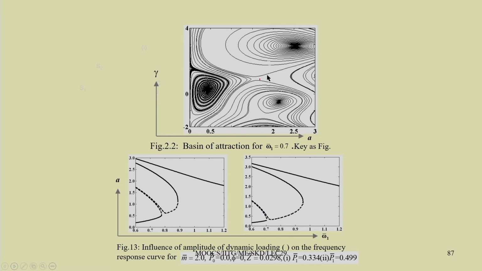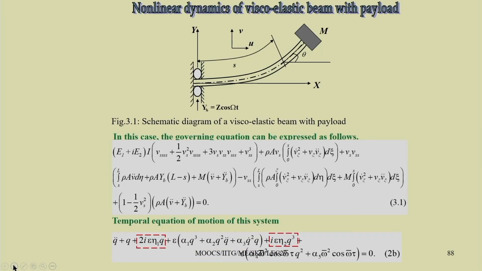You can get 3 stable branches, and in the previous case this and the above point were at the same place, that is for a equal to 2, but in this case these are different points, so you can have 3 values. As we have 3 stable points, along with that we have unstable points also, 2 unstable points. 2 saddle points can be found near here, 1 and here 1. Previously we have taken an elastic beam.